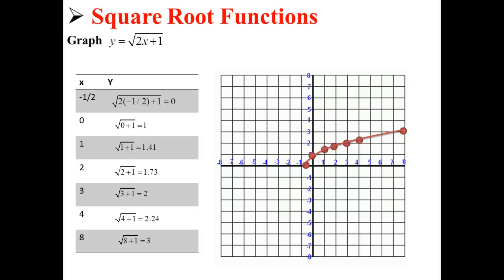Now that we have those, we can plot our x and y coordinates on the graph. As you can see here, we have a square root function that goes over positive y values but not negative y values.